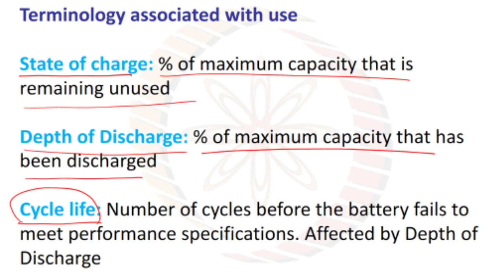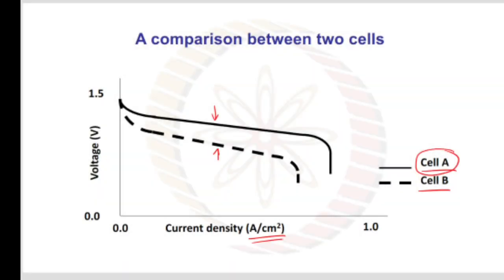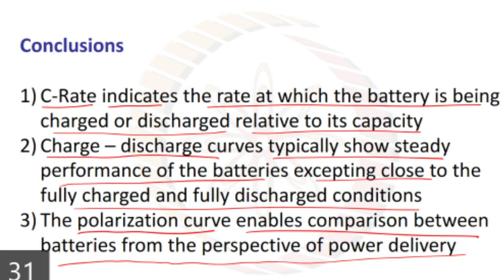Cycle life is the number of cycles before the battery fails to meet performance specifications, affected by depth of discharge. Now there is a graph showing a comparison between two cells, between voltage and current density. It is clear over here. Cell A is represented by the C rate, which indicates the rate at which the battery is being charged or discharged relative to its capacity. The charge discharge curve typically shows steady performance of batteries except close to the fully charged and fully discharged conditions. And the polarization curve enables comparison between batteries from the perspective of power delivery.